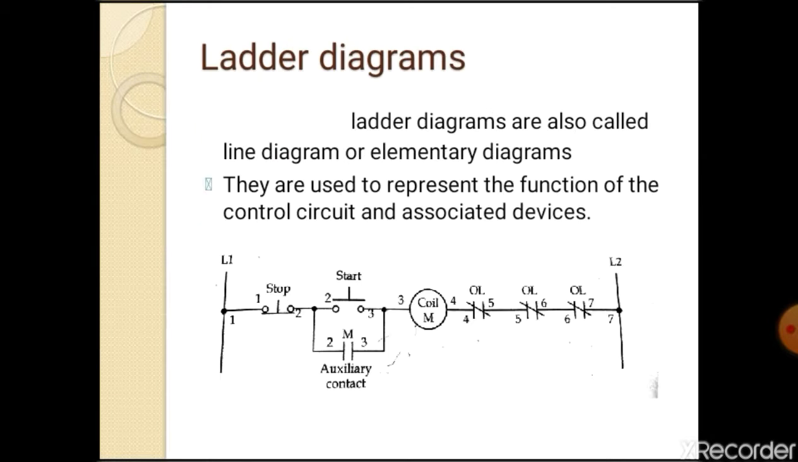Now we'll move on to ladder diagrams. Ladder diagrams are also called line diagrams or elementary diagrams. They are used to represent the function of the control circuit and associated devices. It's the easiest way to understand the connection of a control system. This is the diagram of a ladder diagram.